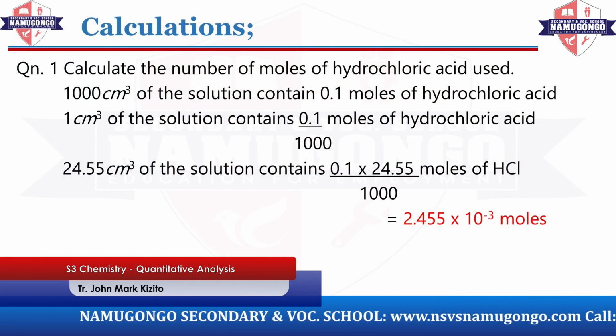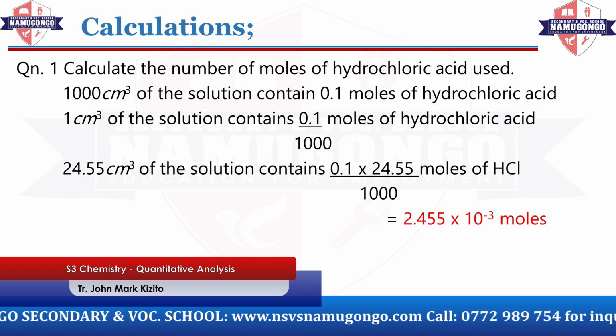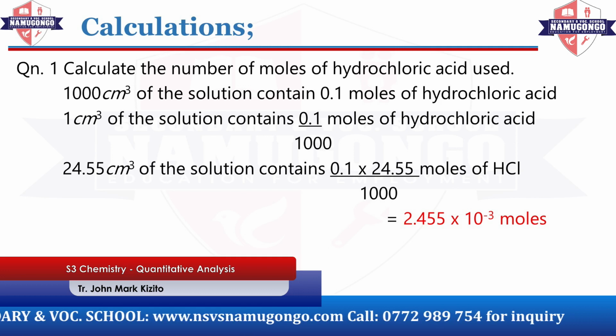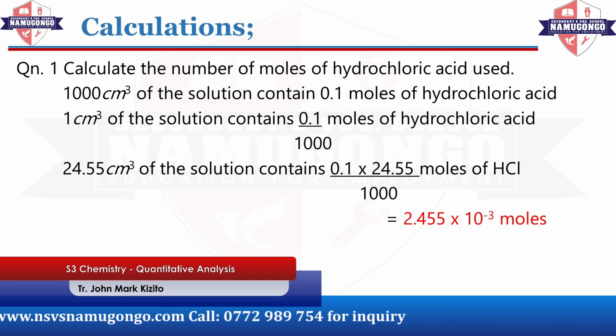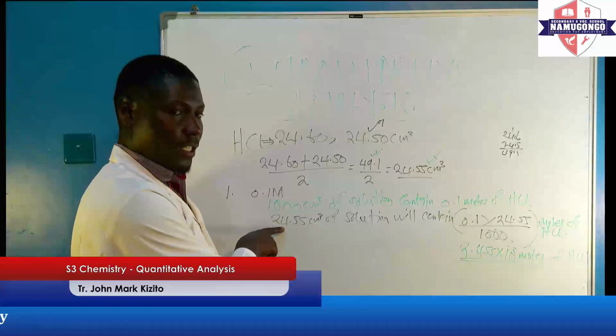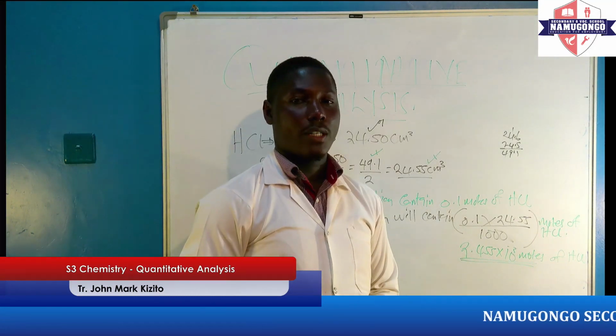This can be written in decimal places. So this is the number of moles of hydrochloric acid, HCl, that reacted, because the question was to find out the number of moles of hydrochloric acid that were used in titration. Why in titration? Because this is the volume that we got after titrating. And this is how we get the number of moles of hydrochloric acid.